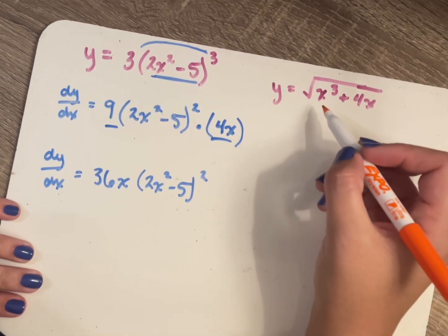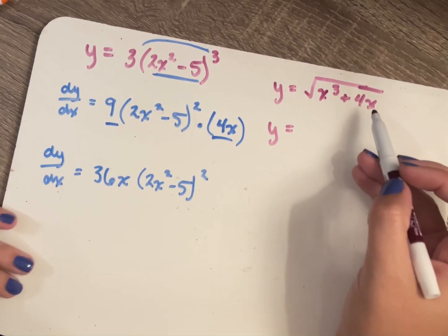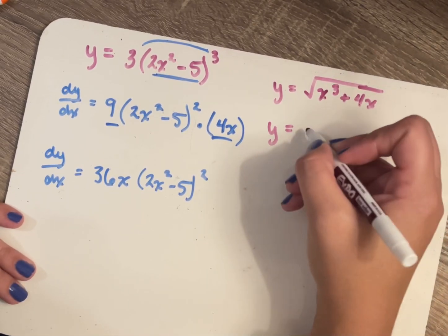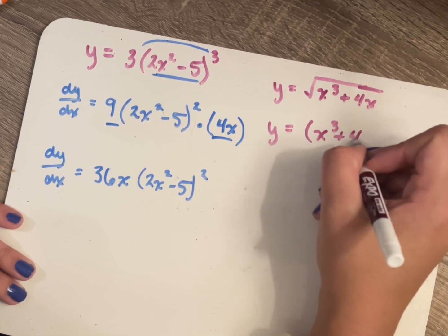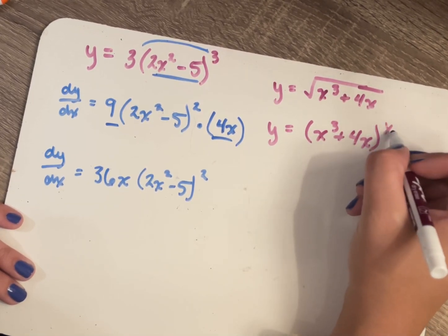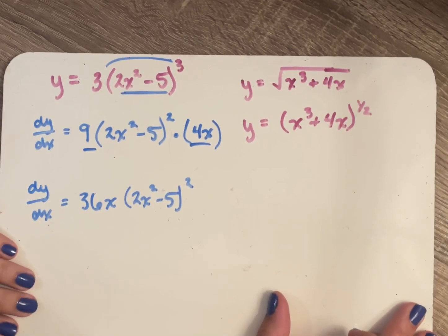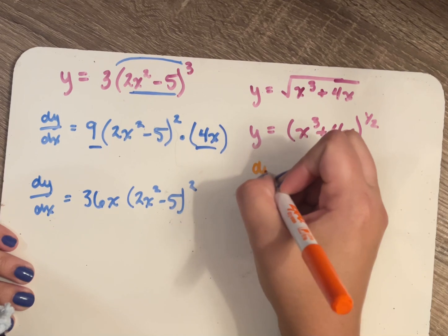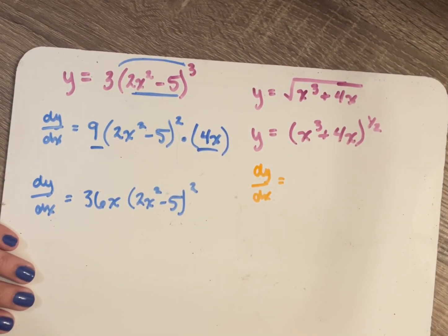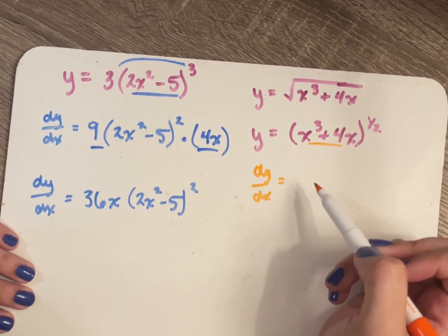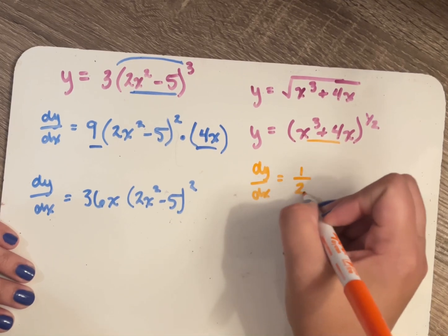So I'm going to start by rewriting y from radical form into exponential form. So since this is a square root, I can rewrite this binomial as being raised to an exponent of 1/2. Now I'm ready to take the derivative. So dy/dx, again, I'm just applying power rule, but then I'll have to remember to multiply by the derivative of the inner function.